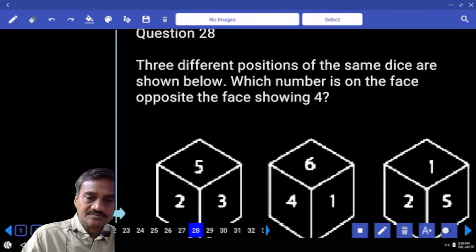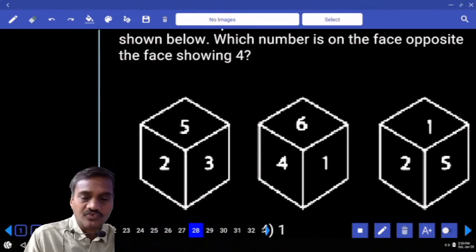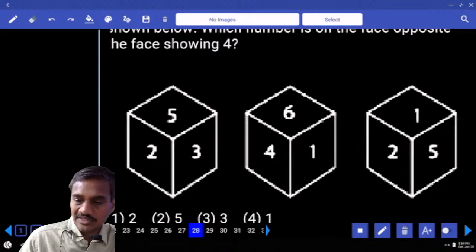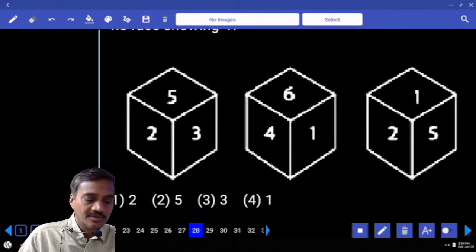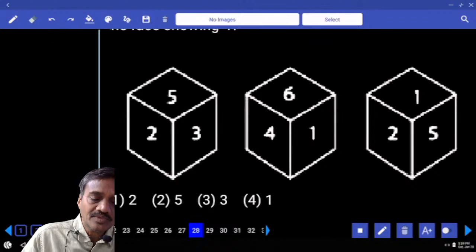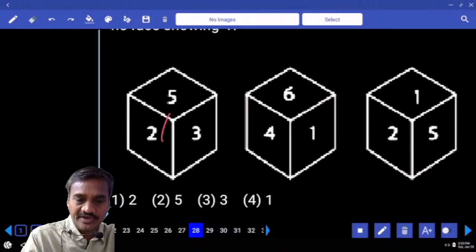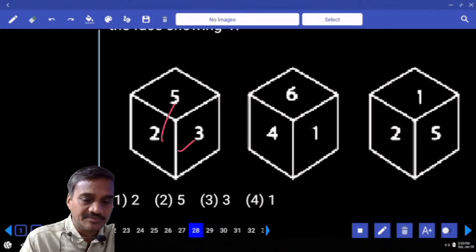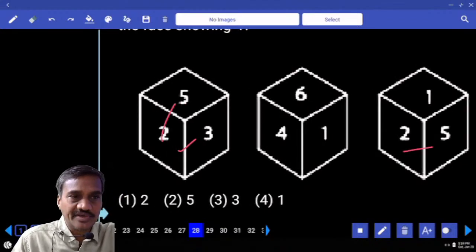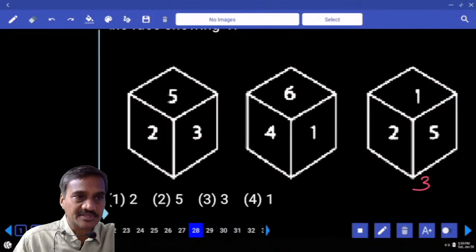Then 28. Now 28, we need to identify the number that is opposite to 4. What is the number that is opposite to 4? Now here, what is the element which is common here? 2 and 5. The common element between 2 and 5 is 3. And again here, between 2 and 5, the common is 3. Hence 3 must be at the bottom. 1 and 3 are opposite.